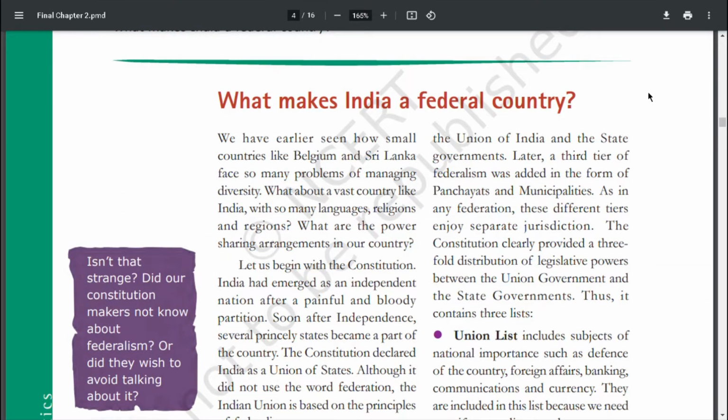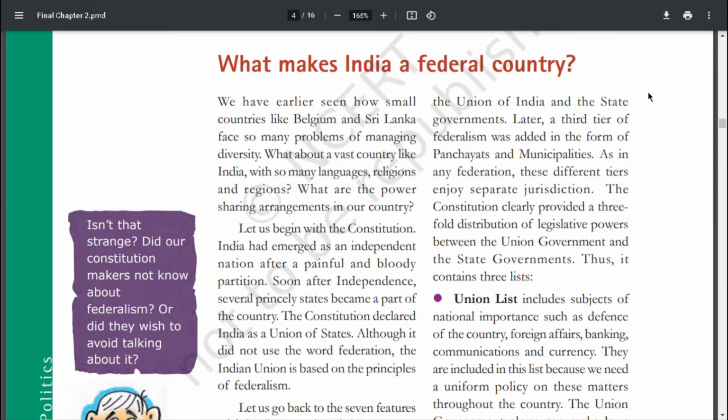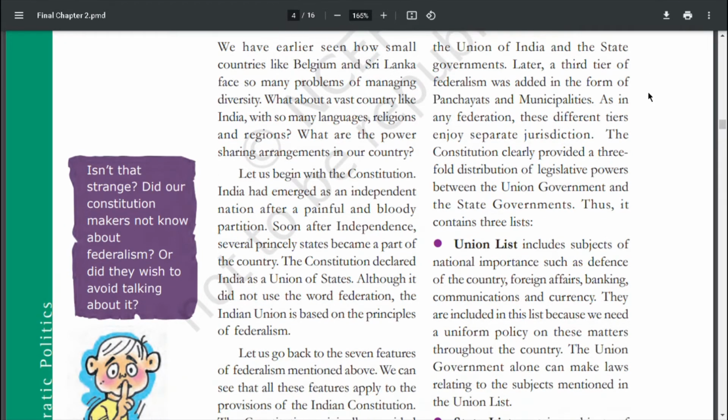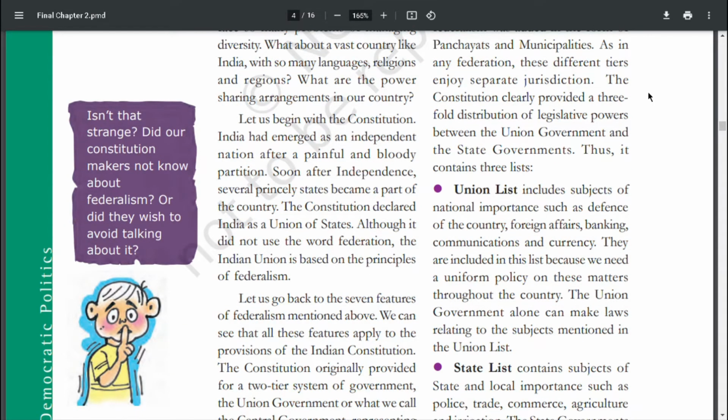What makes India a federal country? We have earlier seen how small countries like Belgium and Sri Lanka face so many problems of managing diversity. What about a vast country like India with so many languages, religions, and regions? What are the power sharing arrangements in our country? Let us begin with the Constitution.